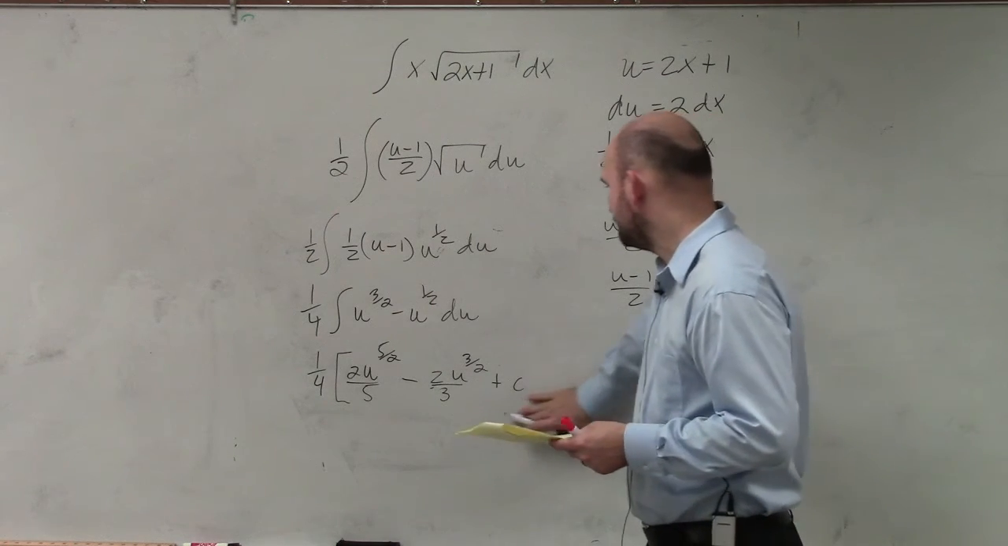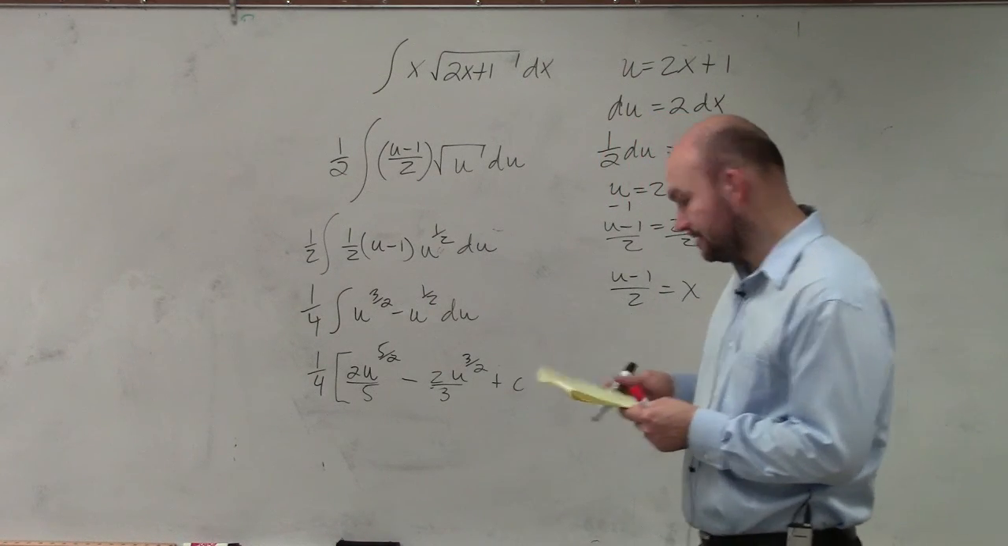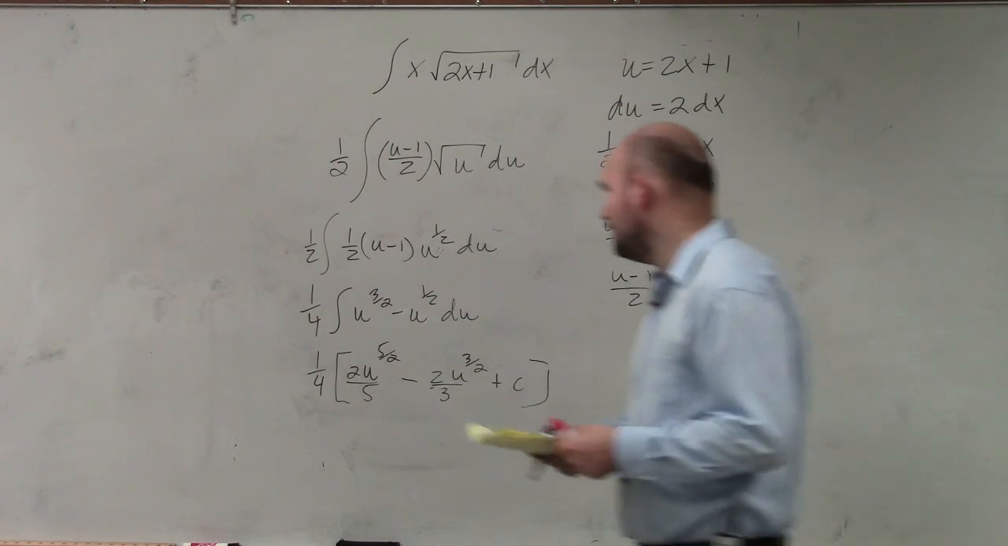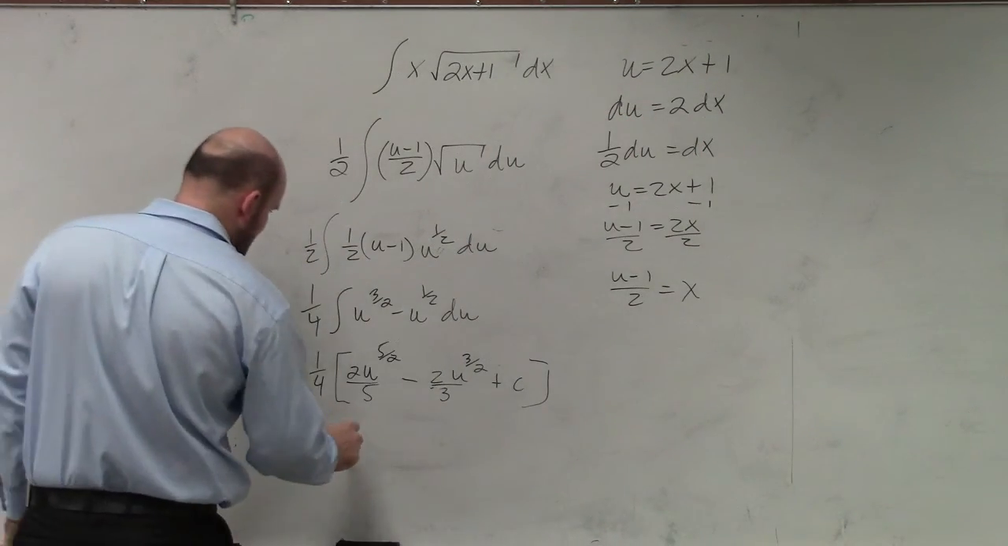Actually, I don't really want to. You can add that as your plus C. It doesn't really matter if you add 1/4 times plus C. And then we could distribute that or leave it just like that. I'll just leave it like that.